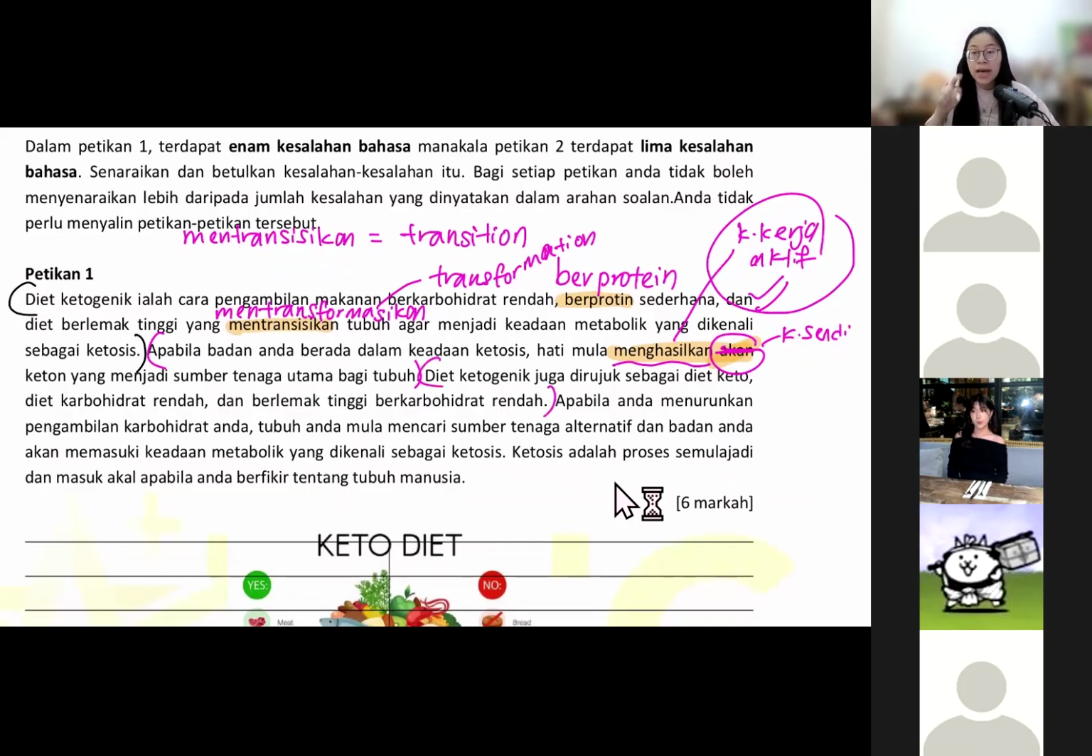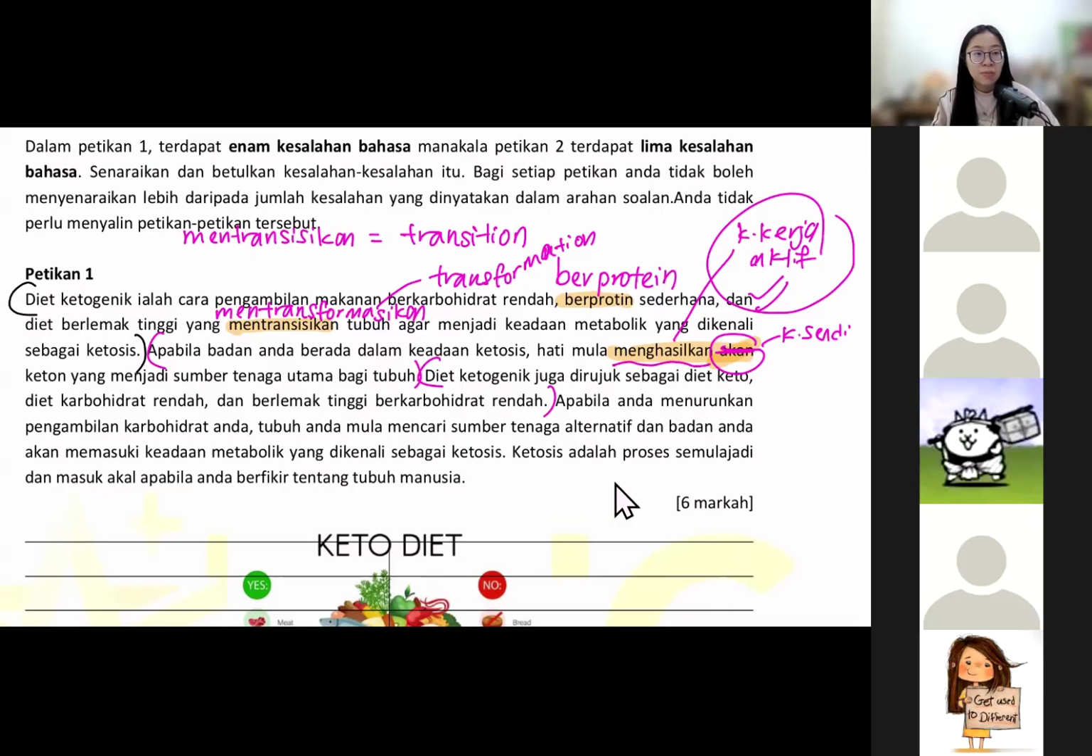In this sentence, kesalahan imbuhan. And they give you hints. You see, berkarbohidrat rendah, they have a low carbohydrate. So become berkarbohidrat.